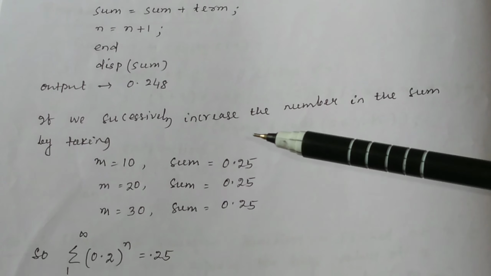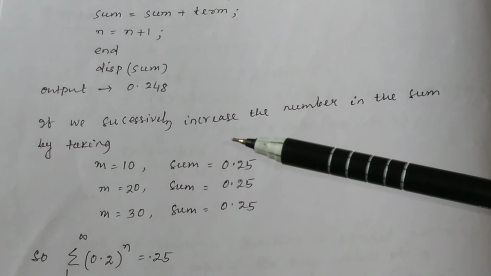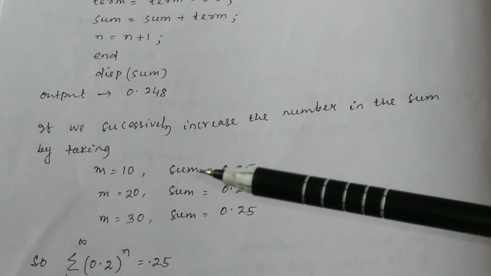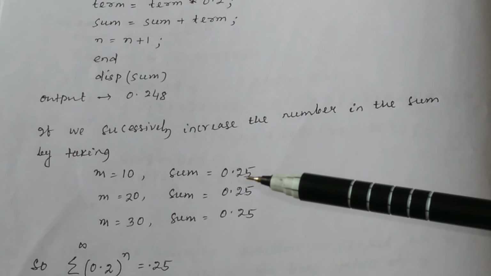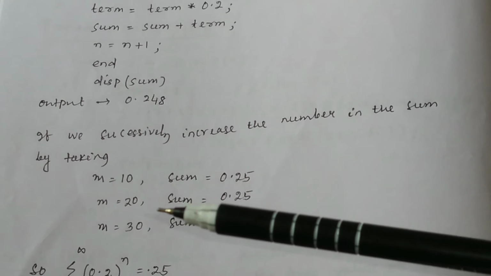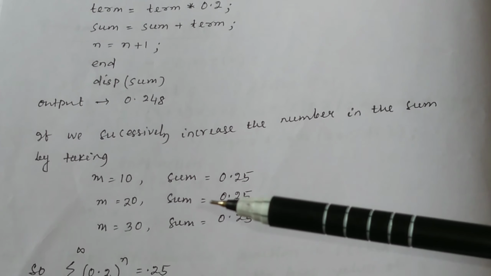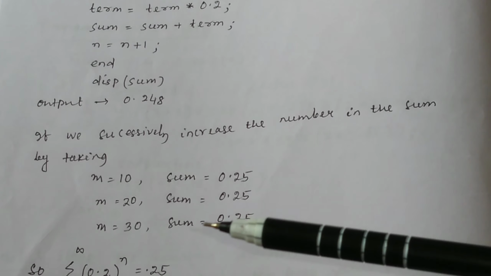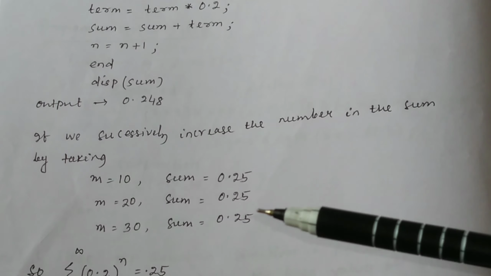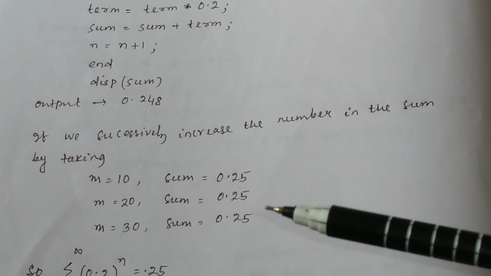And if you successively increase the number of terms in the sum by taking m equal to 10 in the program, then you will find in the output that the sum is equal to 0.25. For m value 20, you also get the sum value 0.25 in the output. And for m value equal to 30, you also get the sum value 0.25.